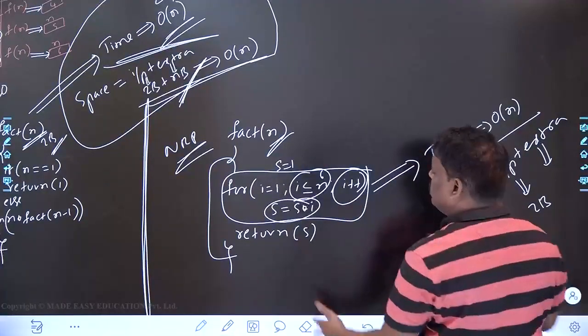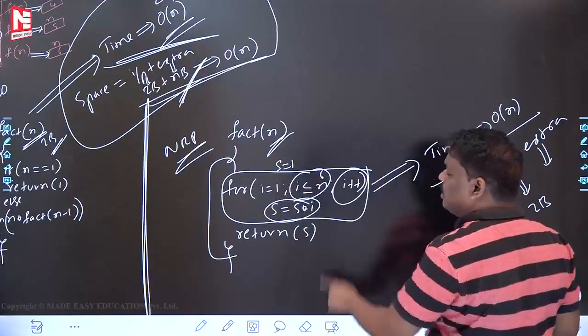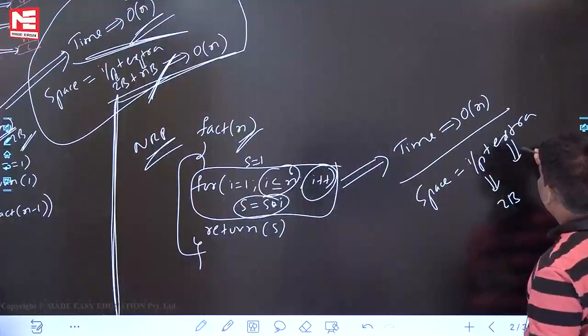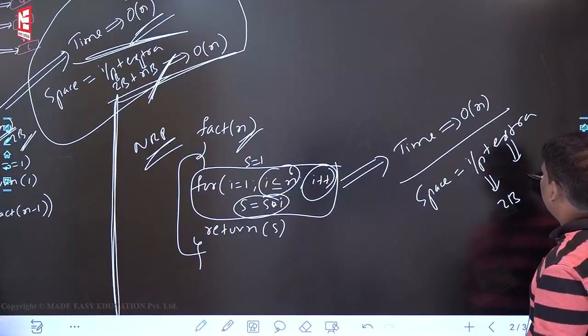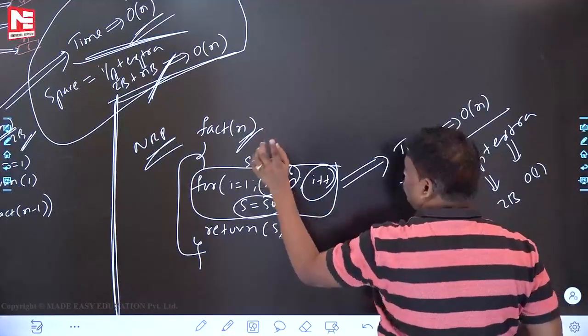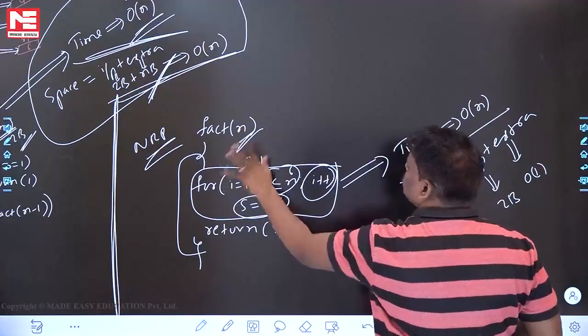Only one function call, so internally some local variables and all. See, no recursion is there. One function call, 1 byte. Extra is going to be something very small. You can say constant space, Big O of 1. If you want, you can take S also as 2 bytes. Small work.